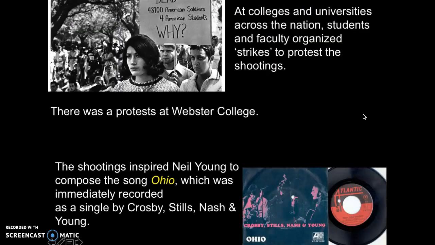So, as I mentioned, students and faculty organized strikes and teach-ins across the country in reaction to Kent State, including here at Webster College, as it was known then. And the tragic events at Kent State inspired singer-songwriter Neil Young to compose a song called Ohio, which was quickly recorded and released as a single by the popular rock group Crosby, Stills, Nash and Young. For quite some time, the song, which you still hear a lot in oldies rotation, was only available as a single. Eventually it appeared on an album that came out later, but they wanted to get it out quickly as a form really of musical commentary on what had happened.